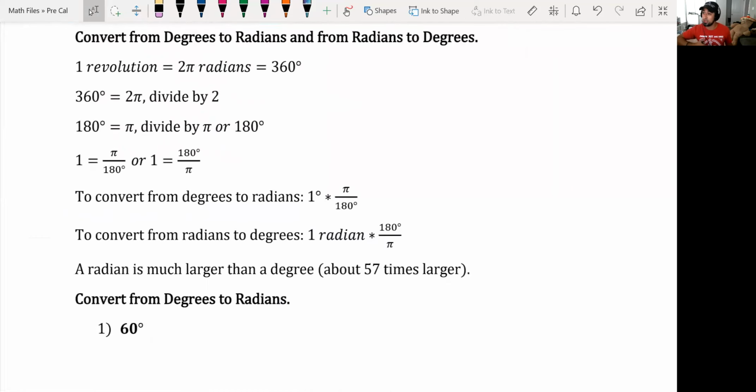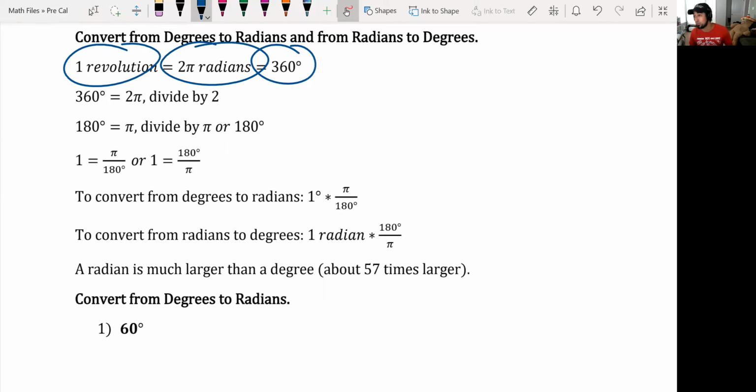So degrees and radians have an important relationship. We said earlier that 1 revolution was 360 degrees. Now that is in degrees, but what is 1 revolution in radians? 1 revolution in radians is given by 2 pi radians. So a revolution in radians is 2 pi, a revolution in degrees is 360.